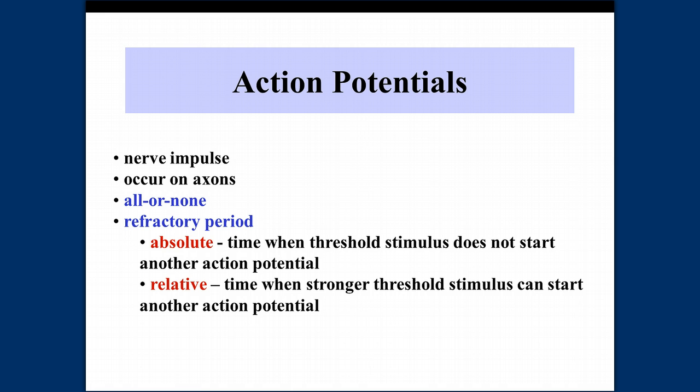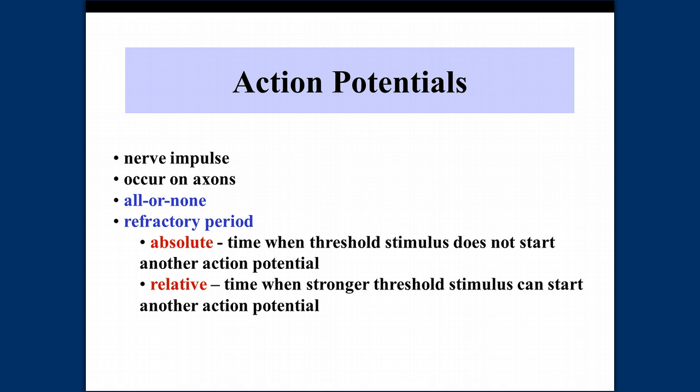Relative refractory period means that it's the time when a stronger threshold stimulus can start another action potential. So remember when we had the graded responses and summation: if it's strong enough and it reaches threshold, where all those sodium ion channels can open up and you have the flooding in of the sodium, then it can happen. So in the absolute refractory period, an action potential is not going to happen. In the relative refractory period, if the stimulus is strong enough, you have summation, you reach that magic number, then the action potential can happen.